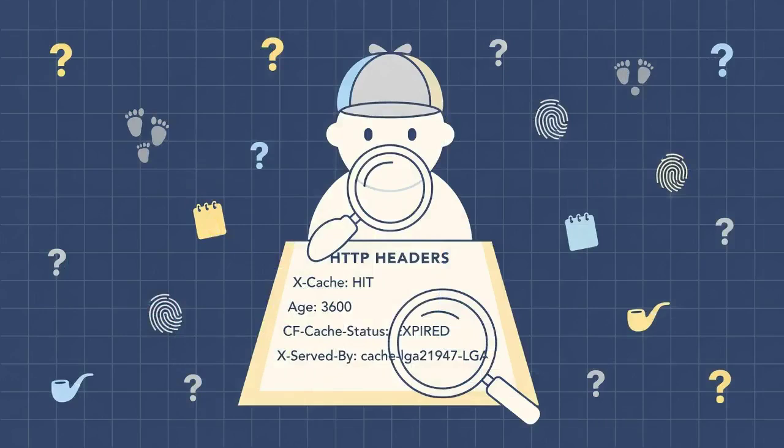CDNs expose what they did through HTTP response headers. X-Cache tells you hit or miss. Age reports how many seconds the asset has been sitting in cache. CF-Cache-Status, used by Cloudflare, expands the vocabulary with hit, miss, expired, and dynamic. And X-Served-By names the exact edge node that handled the request, like cache-LGA21947-LGA, which is a fingerprint telling you which machine in which city actually answered.